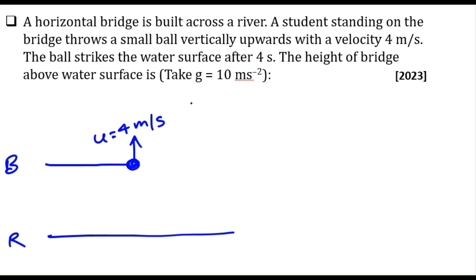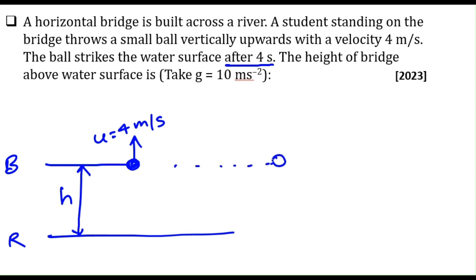So the question is, what is the height of the bridge above the water surface? Means we have to calculate this height. And we have another piece of information, which is the total time during which the ball moves in the air is 4 seconds. So how can we consider the journey of the ball?